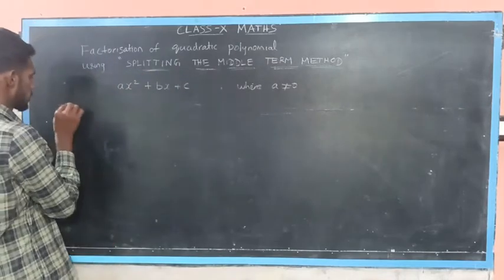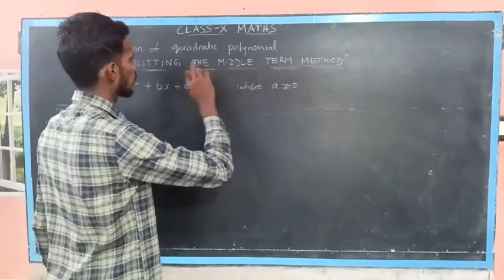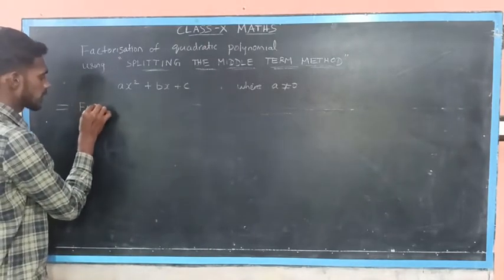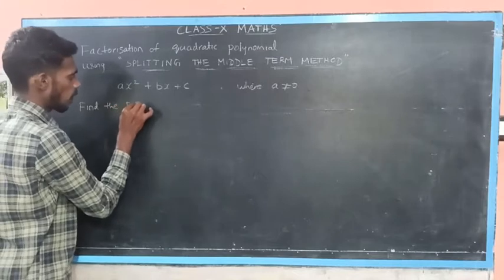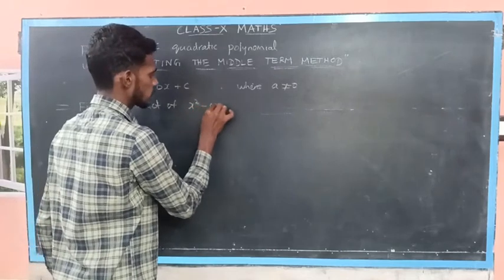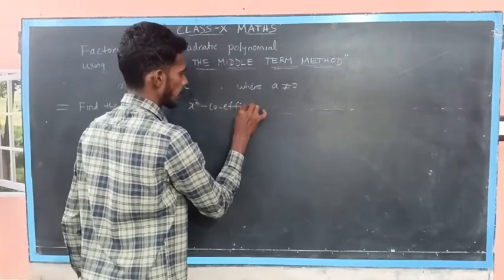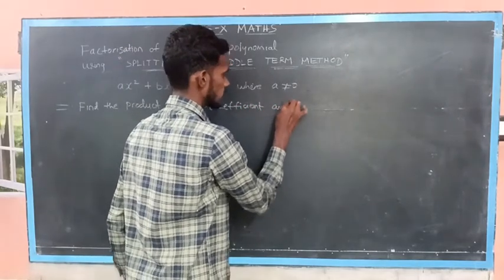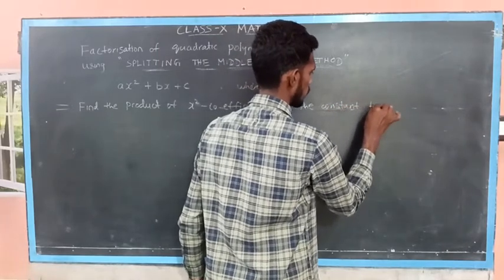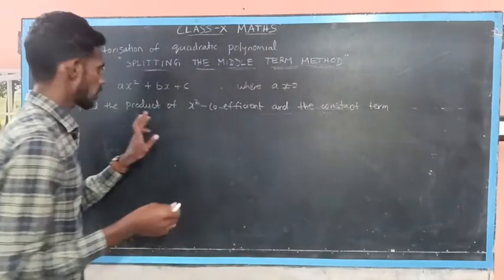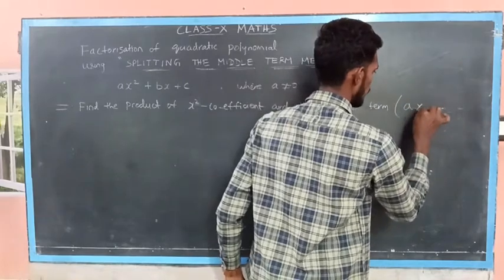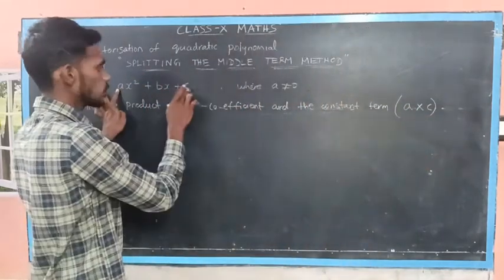First, in the splitting the middle term method, we are going to factorize the quadratic polynomial. For that, find the product of the x² coefficient and the constant term. That is a into c.